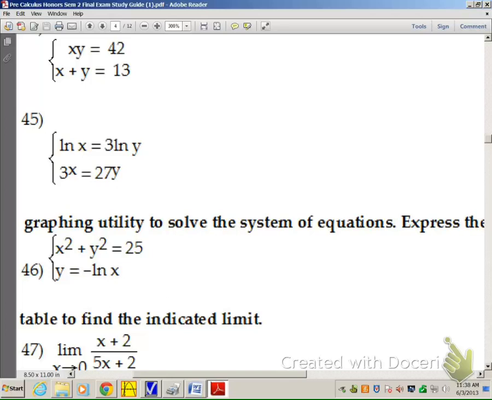I just realized that I forgot to do problem number 45, so if you were wondering about that, then here we go. Problem number 45. Where are we at? Hold on. iPad's acting up. Alright, got it.